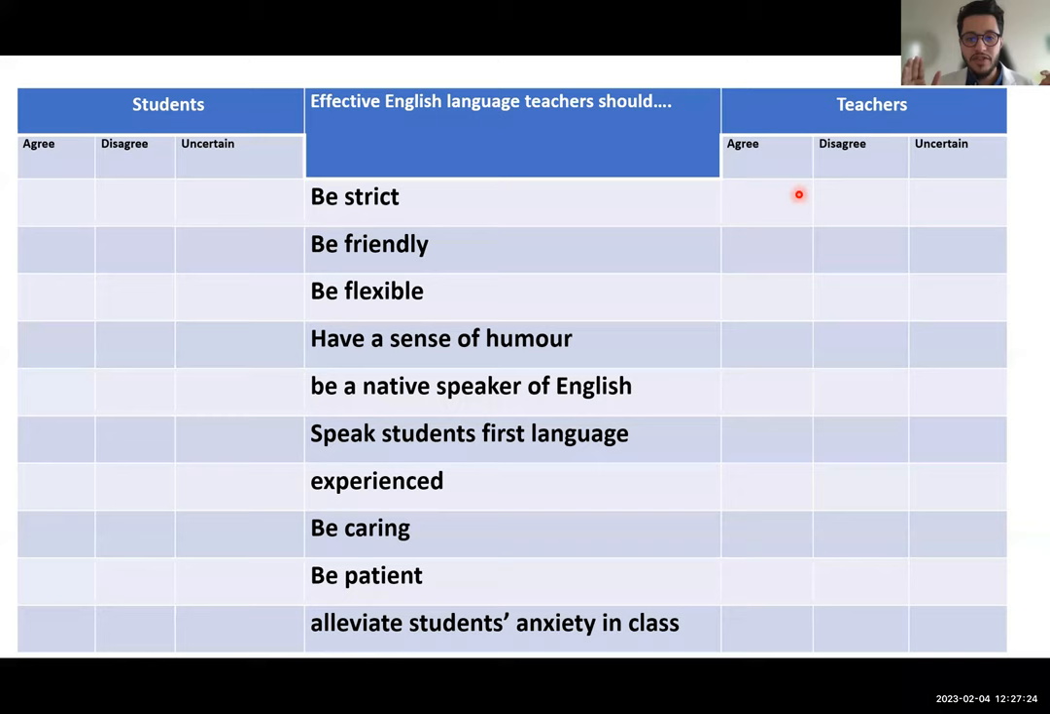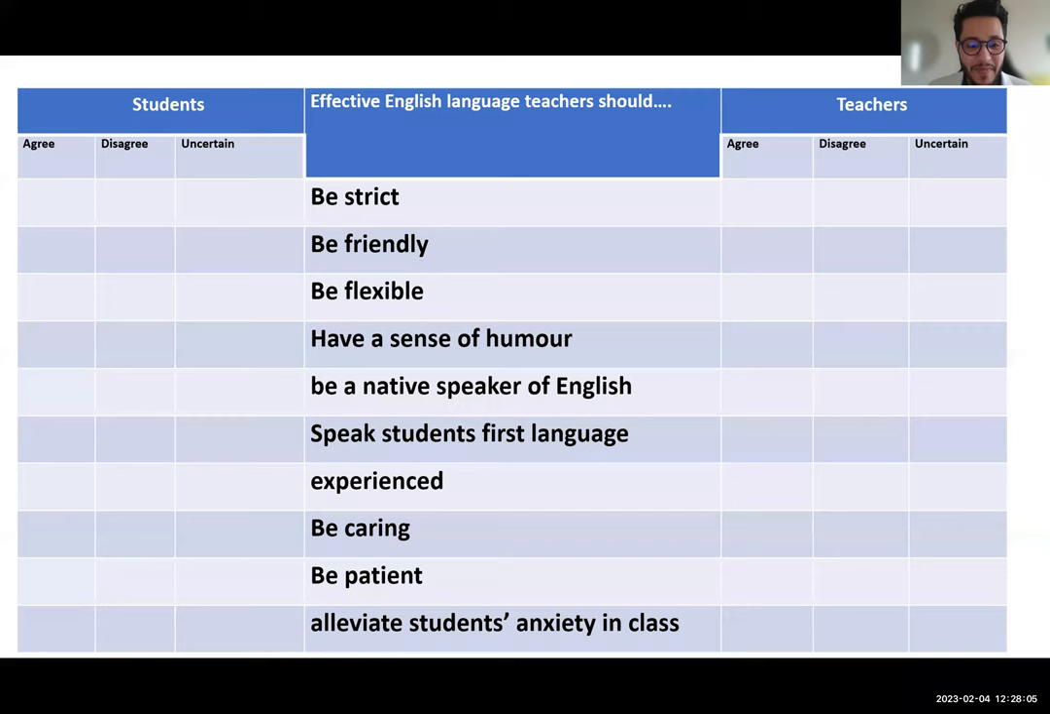As I said, I wanted to be as engaging as possible. So I'm going to read out the sentence and I want you to tell me how much you think the students agreed or disagreed with that quality. For example, be strict. What percentage do you think of the students agreed? Is it like 50% agreed or 60% disagreed? When you put a percentage, tell me whether you think 15% agreed or disagreed. And when I show you the result, let's see who's going to get it right.